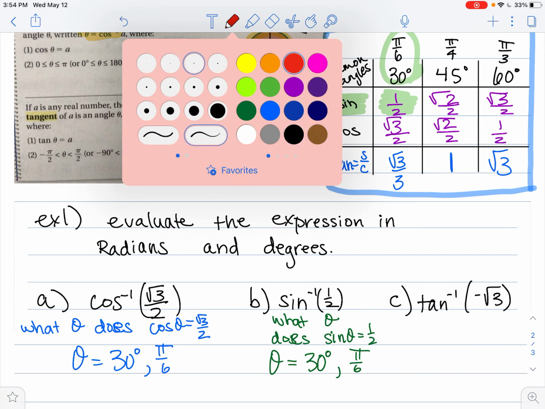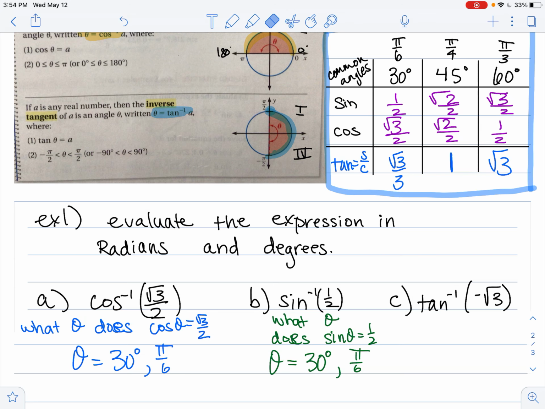Okay, and then lastly, for tangent, inverse tangent of negative root 3, we ask what value of theta does tangent theta equal negative root 3? So a couple things we need to know here. We need to know where tangent equals root 3, and we see that's up here. So we know it's at pi over 3 and 60 degrees, but remember, this negative kind of tips us off.